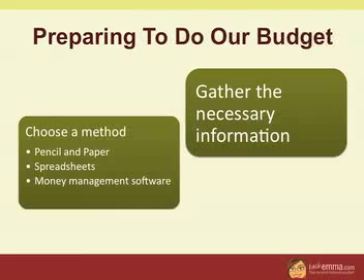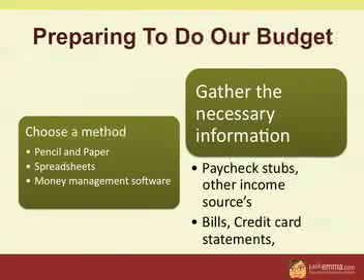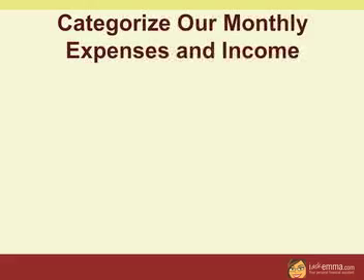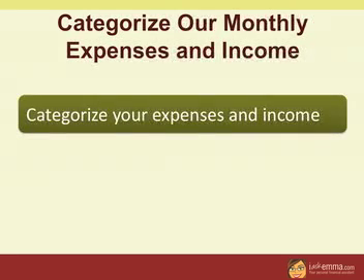After choosing what method to use, it is time to collect the documents we need to do the budget. We need to gather our paycheck stubs and other documents that will give us an indication of our true income. The next thing we want to do is collect all of our bills, credit card statements, etc. Now that we have decided what method will work best for us and have all of our documents in hand, we will start to categorize our monthly expenses and income.